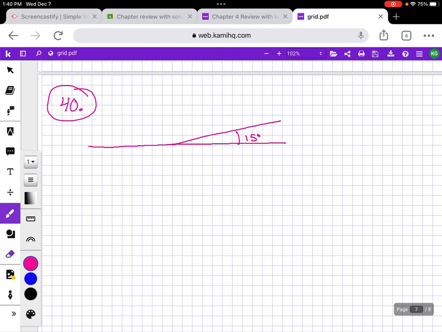That's 15.0, three sig figs. This is the lizard. The mass is equal to 9.10 kilograms. What is the magnitude of the force normal?